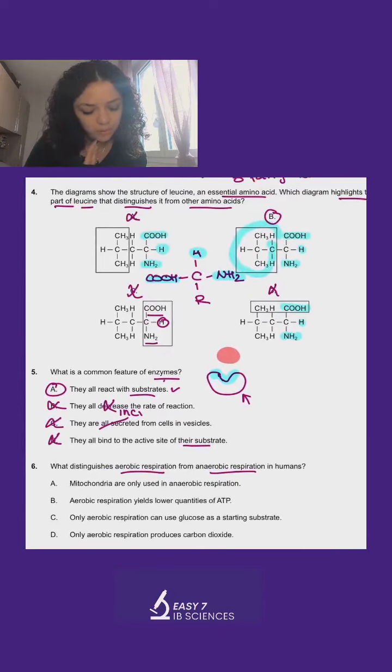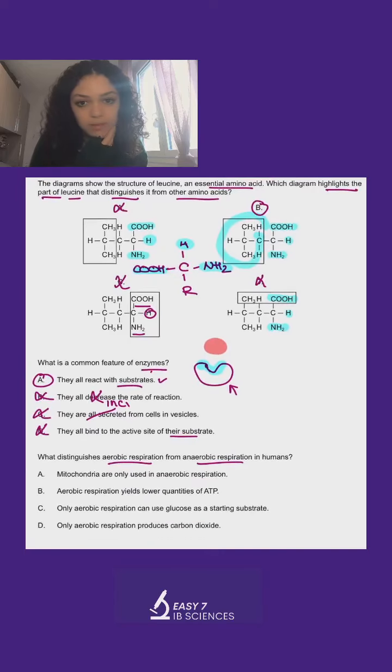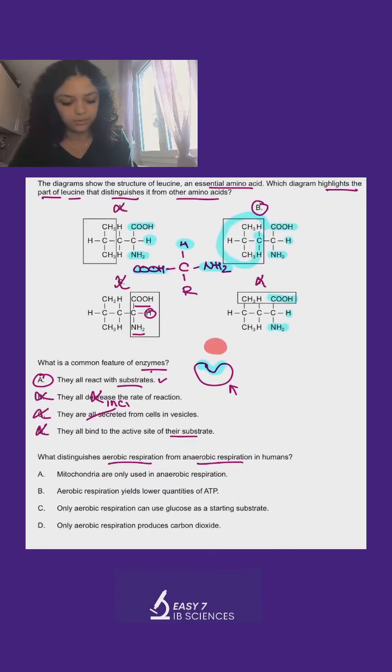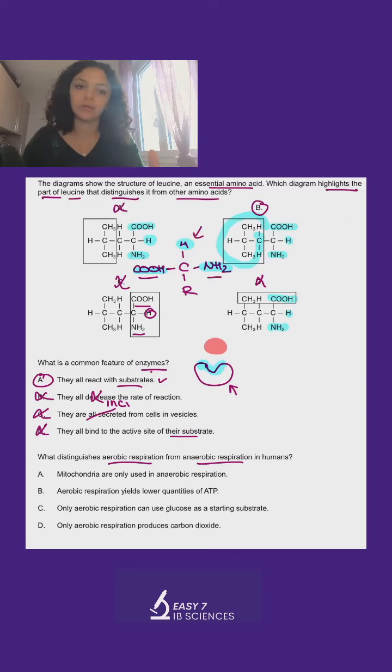So the reason why 4 is B is because we have to circle the variable R group. The R group is what distinguishes specific amino acids. We know that there's a carboxyl functional group that's common to all amino acids. We know there's an amino group that's common to all amino acids, and there's a hydrogen, which is common to all amino acids. The only thing that is different, the distinguishing feature between different amino acids, is the R group.